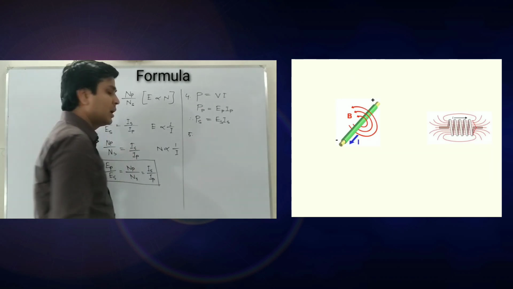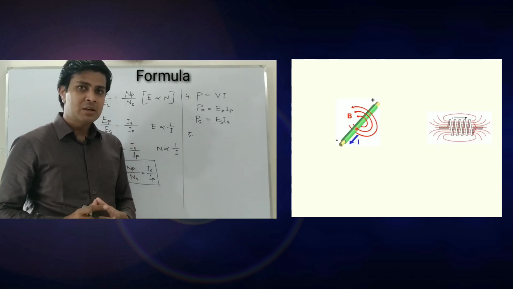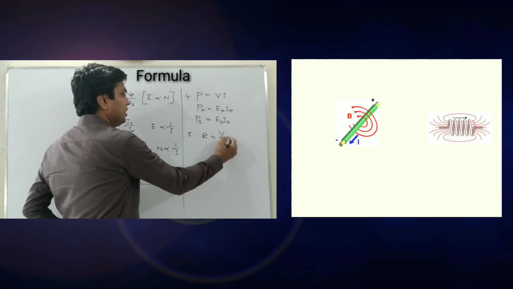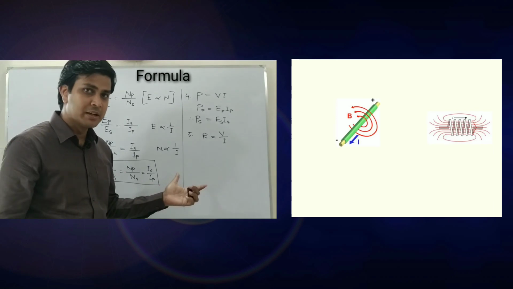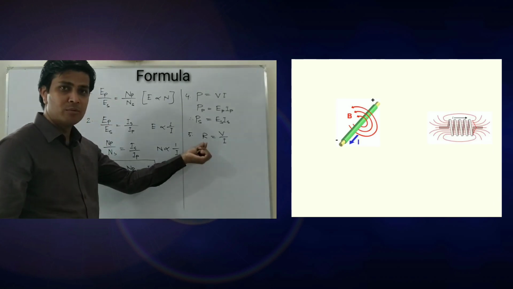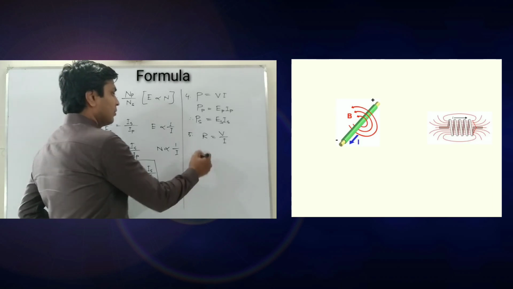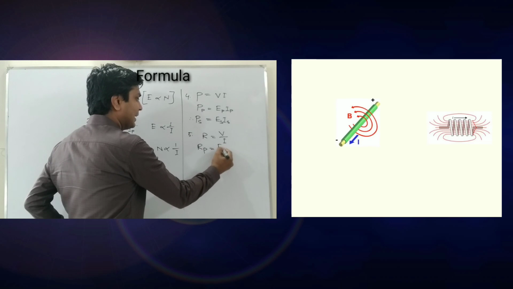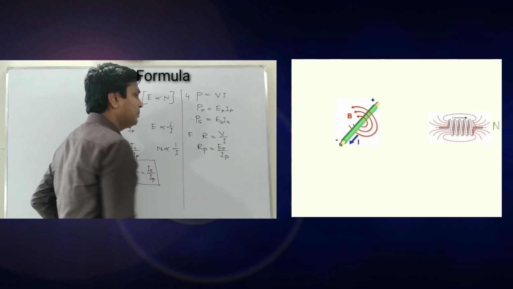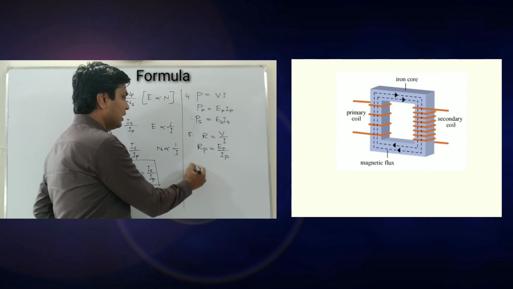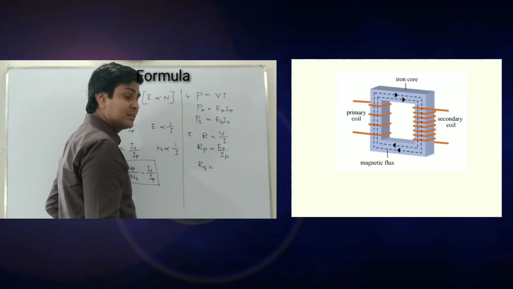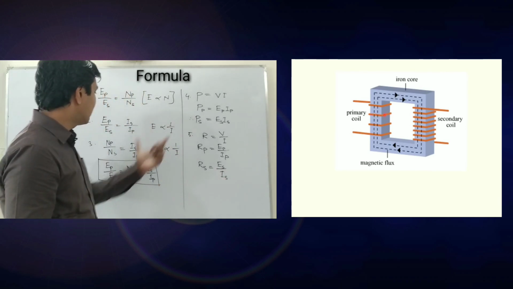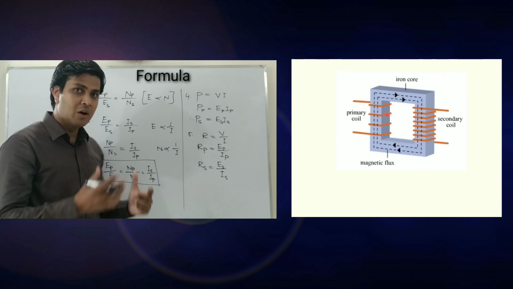And if you are asked to calculate the resistance, there is another formula. We know R equal to V by I from chapter 11. If we apply that formula in chapter 12, then for the primary coil the resistance Rp equals EP divided by IP, and for the secondary coil the resistance Rs will be ES divided by IS. That's all the formulas which are used in our today's lecture.